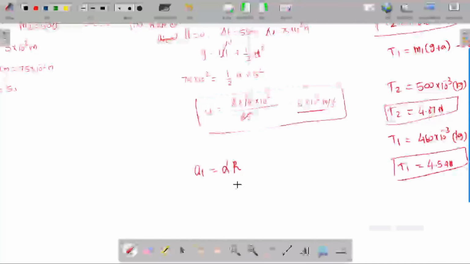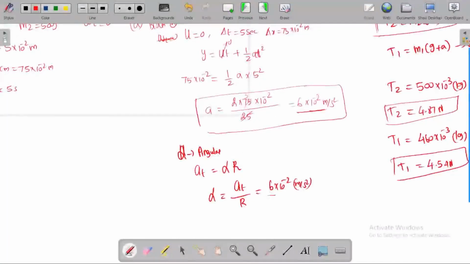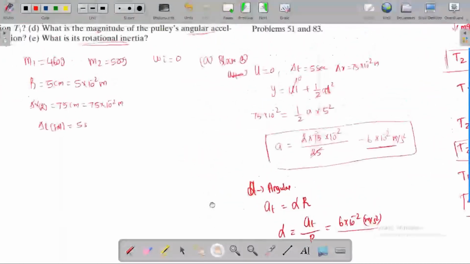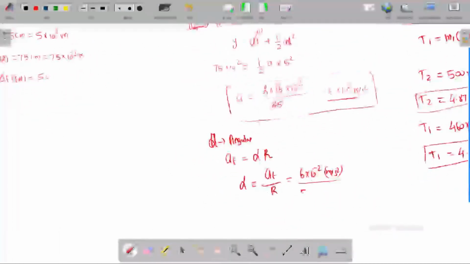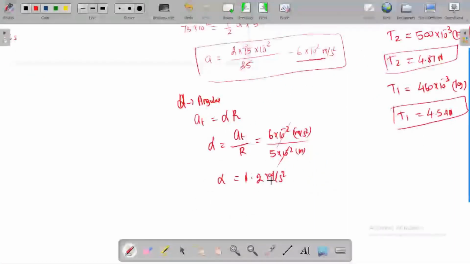So alpha is the angular acceleration of the pulley. Alpha is equal to the tangential acceleration divided by R. We already found the tangential acceleration, which is 6×10^-2 meters/s². Then what is the radius? Radius is 5 cm, so 5×10^-2 meters. So the 10^-2 and 10^-2 cancel. The angular acceleration is 6 by 5, which by solving is 1.2 radians per second squared.